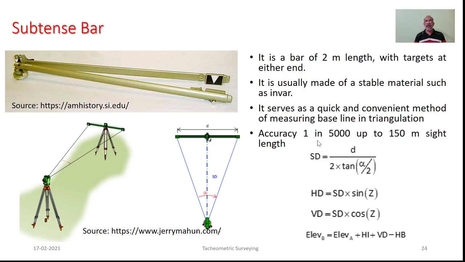Here, the accuracy achieved is quite high, say 1 in 5,000 up to 150 meter sight lengths. Today one may not be using this particular subtense bar in order to measure these particular distances, but the technique as such is very helpful, and the theory should be known to all who are related with land surveying operations.